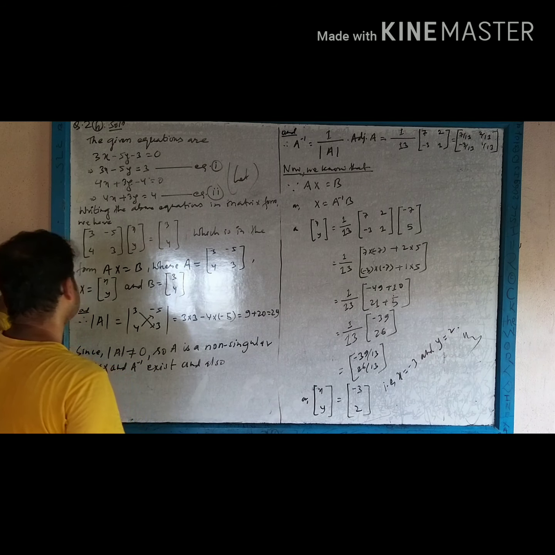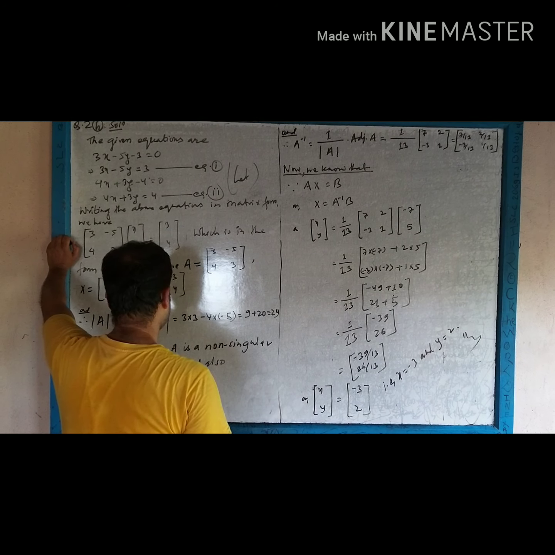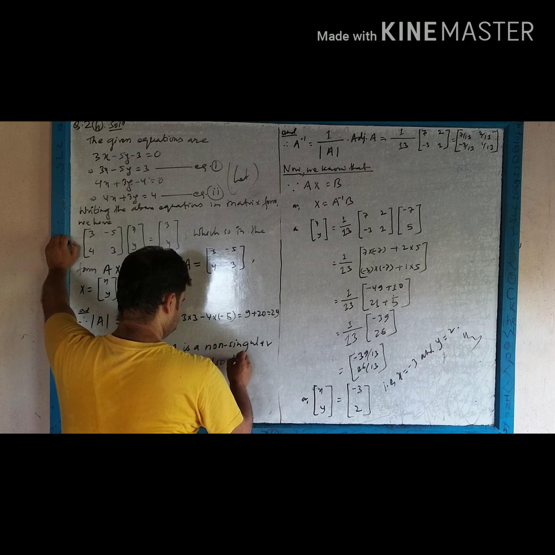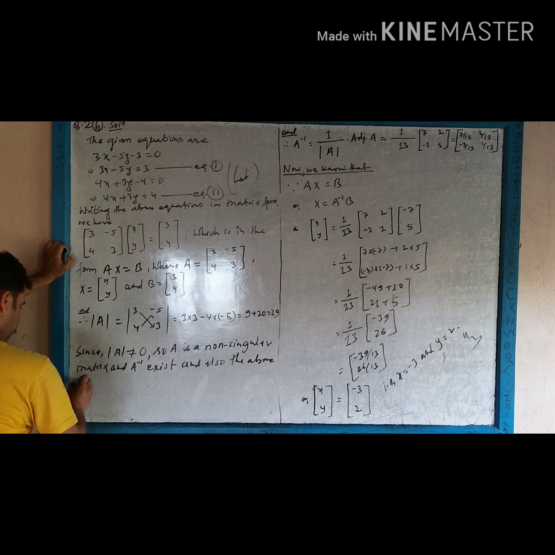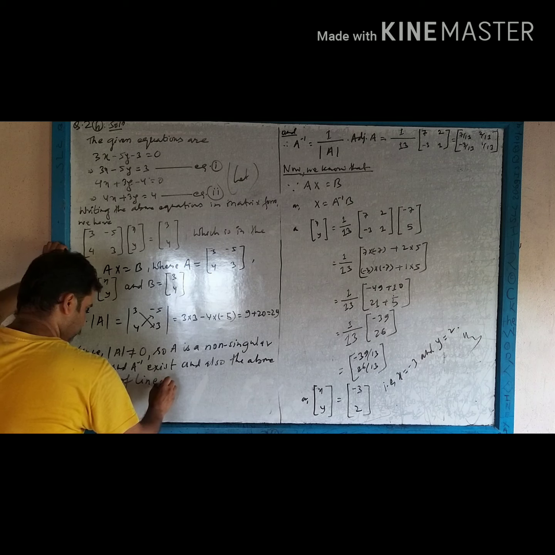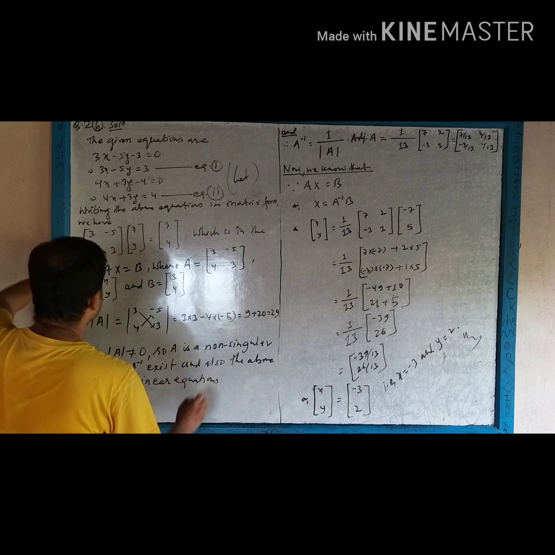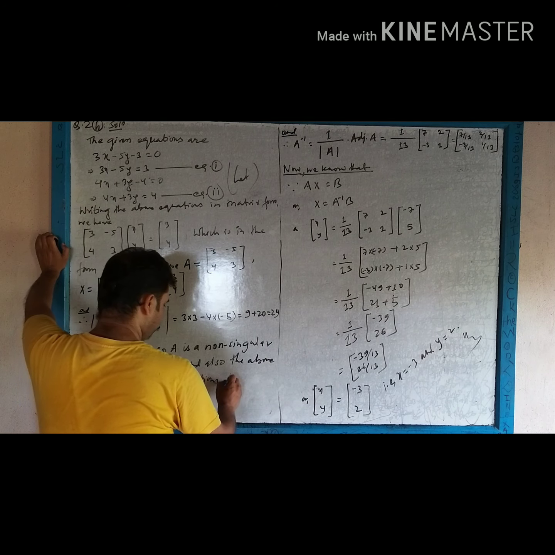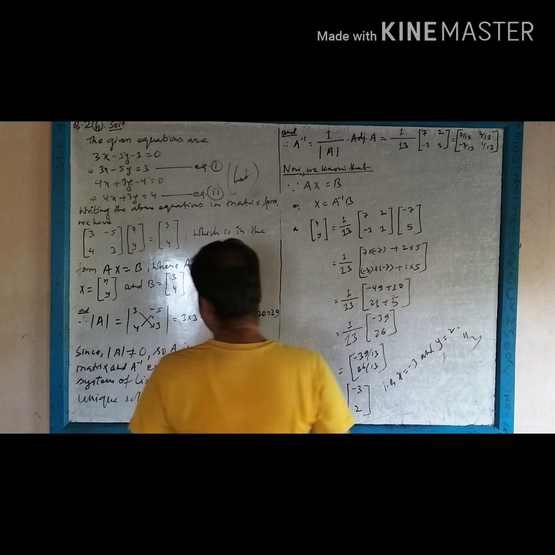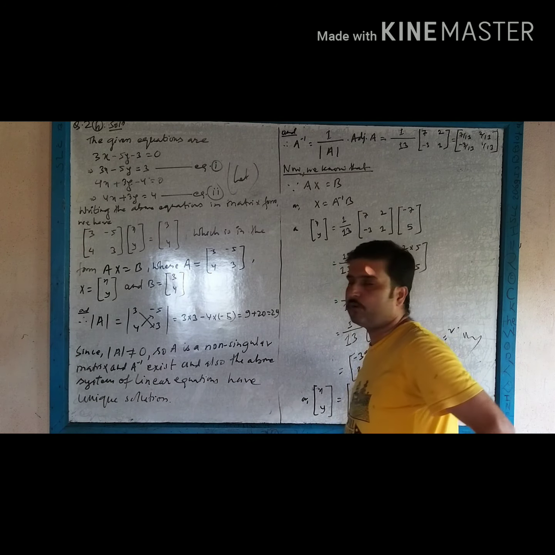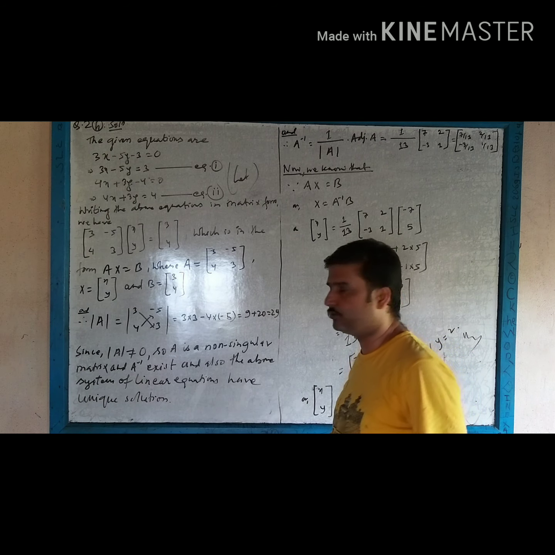And also the above system of linear equations has a unique solution. So the determinant of A is not equal to 0, so A is a non-singular matrix, A inverse exists and the above system of linear equations has a unique solution. You will get the unique solution.